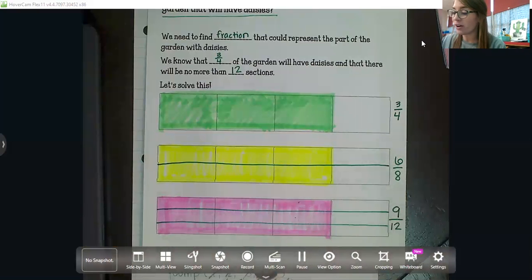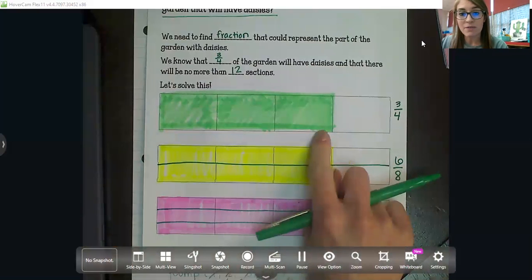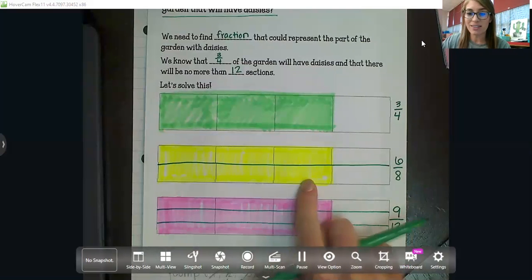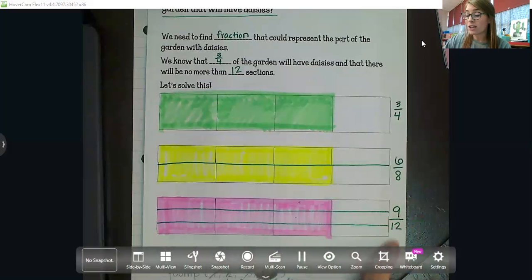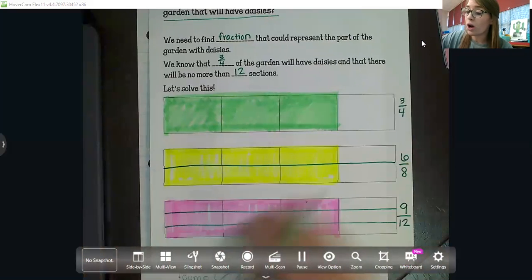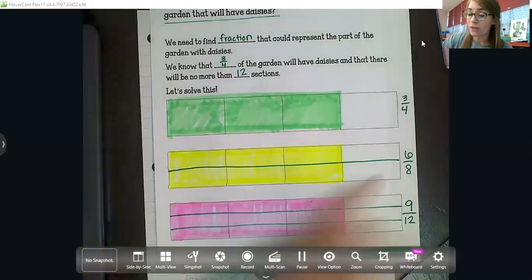So we could either have 3/4 of a garden be daisies, if we had 8 sections, we would have 6/8 of a garden that would be daisies. And if we had 12 sections, we would have 9 of those be daisies. Okay? So we can always draw these pictures and divide them out like that.